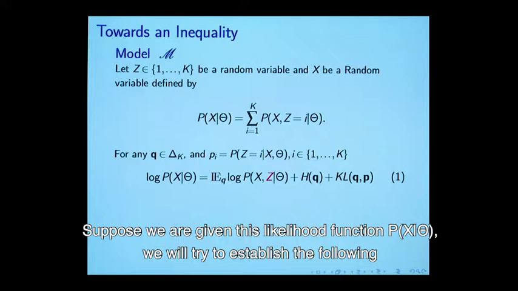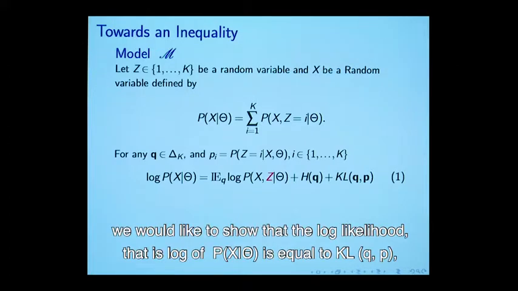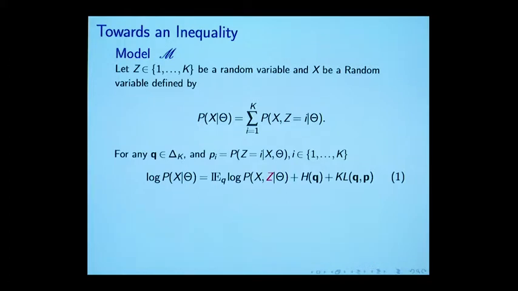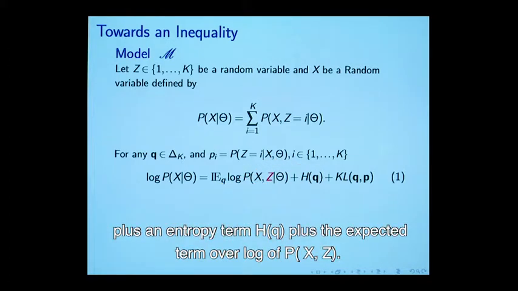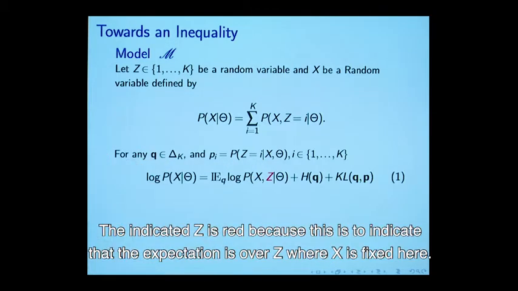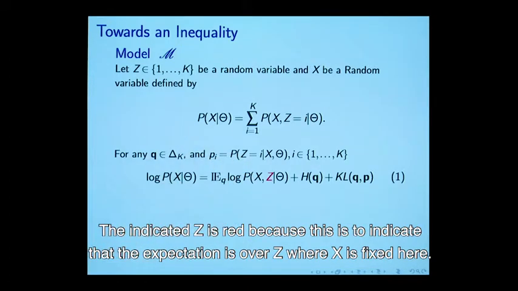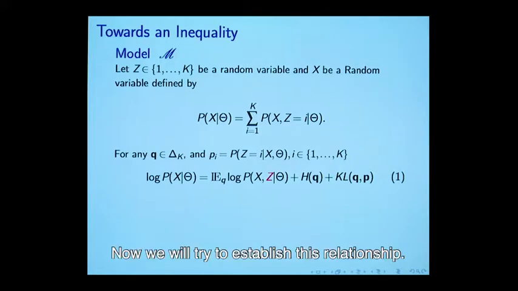Now, we will try to establish the following: for any Q in the probability simplex delta K, where K is the number of hidden states the discrete random variable takes, we would like to show that the log likelihood, that is log of P of x given theta, is equal to KL of Q comma P plus an entropy term H of Q plus the expected term over log P of x comma z. Now, z is indicated in red because this expectation is over z, where x is fixed here, right. So, now we will try to establish this relationship.